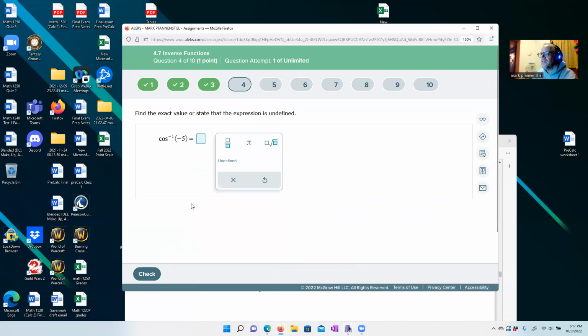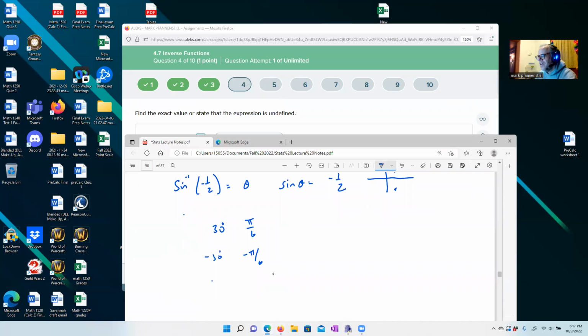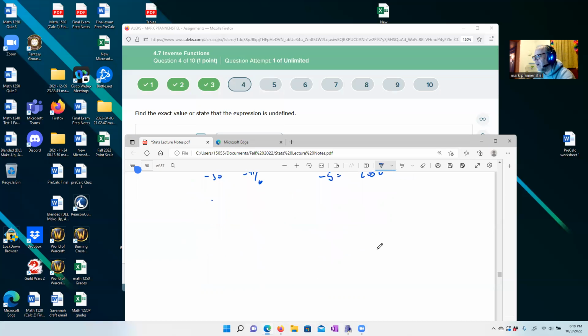So this one, cosine inverse of negative 5 equals what? Equals some kind of an angle. If I take cosine of both sides, we have negative 5 equals the cosine of what angle? Remember what the graph of cosine looks like. Cosine starts up here at 1, goes down here to negative 1. So cosine looks something like this.